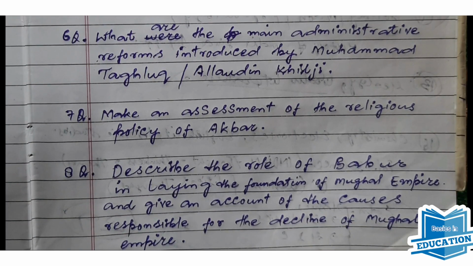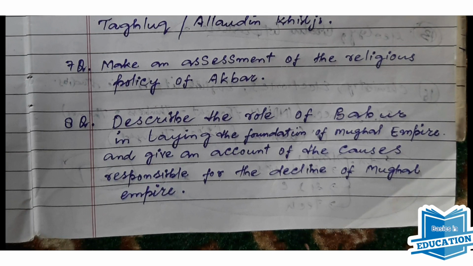Question number 7 is make an assessment of the religious policy of Akbar. Question number 8. Describe the role of Babur in laying the foundation of Mughal Empire and give an account of the causes responsible for the decline of Mughal Empire.